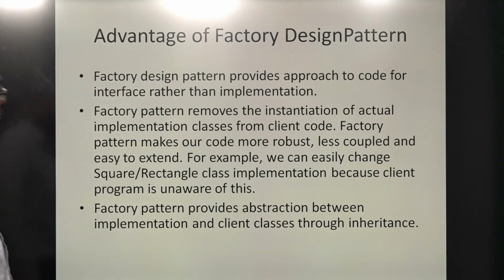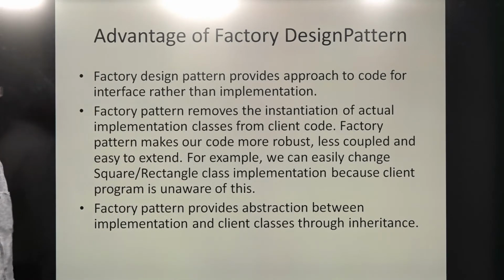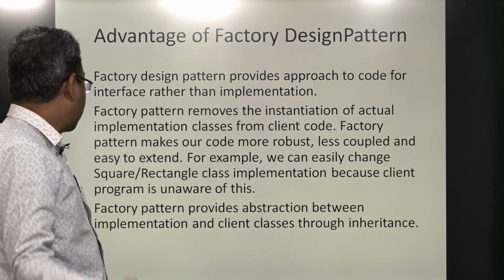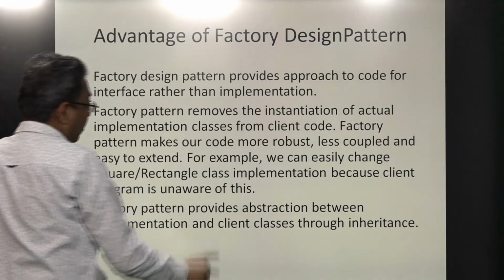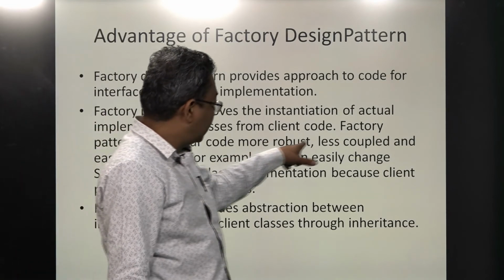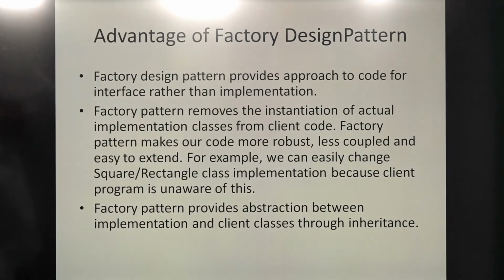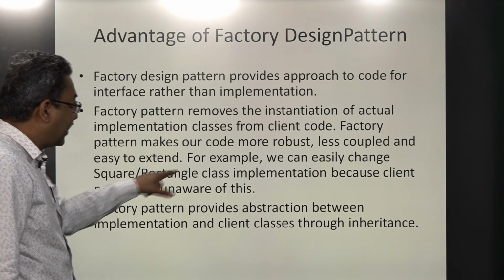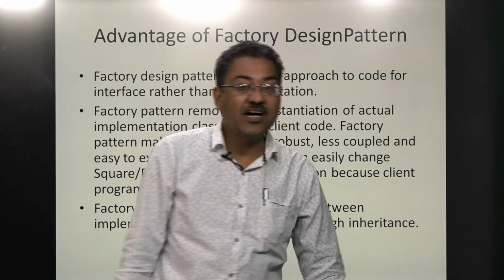देन फैक्ट्री पैटर्न रिमूव द इंस्टेंशिएशन ऑफ एक्चुअल इंप्लीमेंटेशन ऑफ क्लासेस फ्रॉम क्लाइंट कोड। मेन में हमें कंस्ट्रक्टर कॉल नहीं करना, हमें मीडिएटर, जिसको हम फैक्ट्री पैटर्न बोल सकते हैं, राइट। जिससे इट्स कपलिंग बिकम लेस and it is easy to extend. For example, we can easily change square, rectangle class implementation because client is unaware of this.